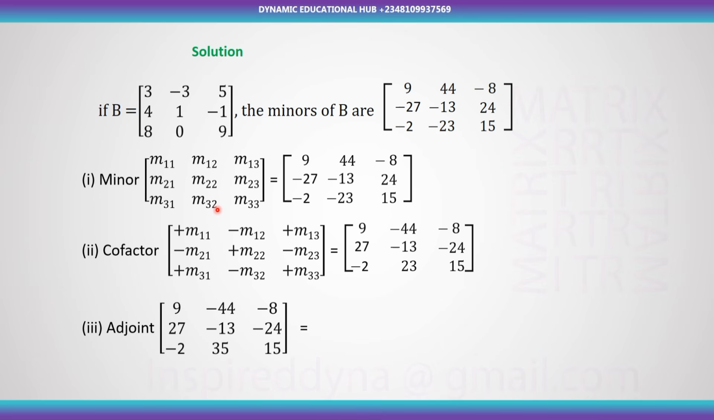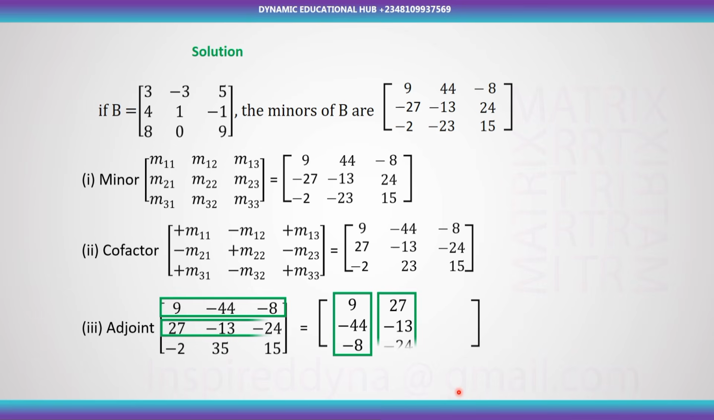The last one, let's find the adjoint. To find the adjoint, you use your cofactor. Just transpose it. This is how to transpose. You change the row to column, or you change the column to row, and that is going to be our transpose. If you haven't watched my previous videos on transpose, determinants, minor, and properties of addition and multiplication operations in matrix, kindly go and watch those videos.